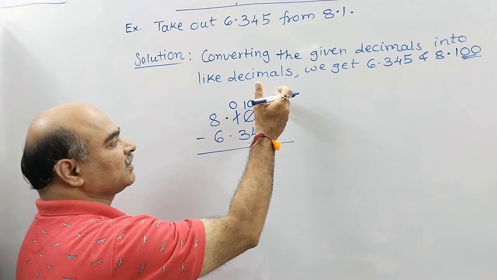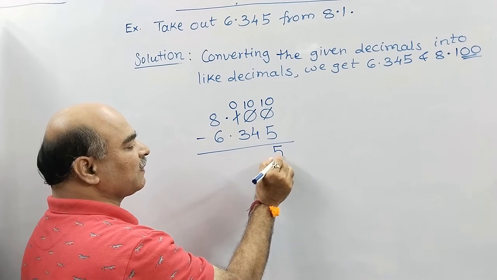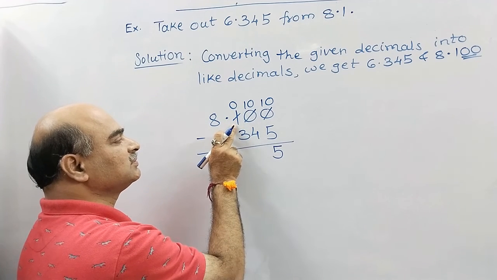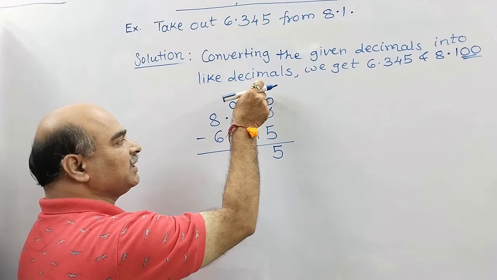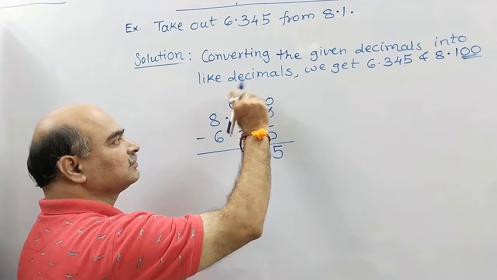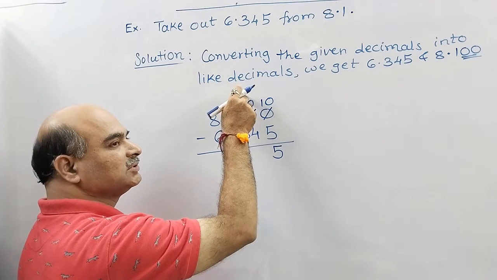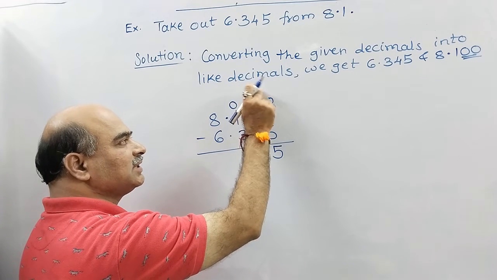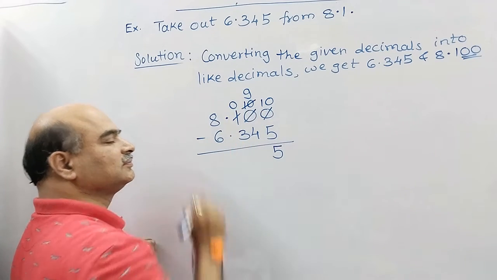Now, 10 minus 5 is equal to 5. But for this 10, we borrow 0 from this 1, and for making this 10, 1 is borrowed by this 10. Previously it is 0, but now it becomes 10, and 1 is borrowed by this 10. So it is not 10 now, it becomes 9.